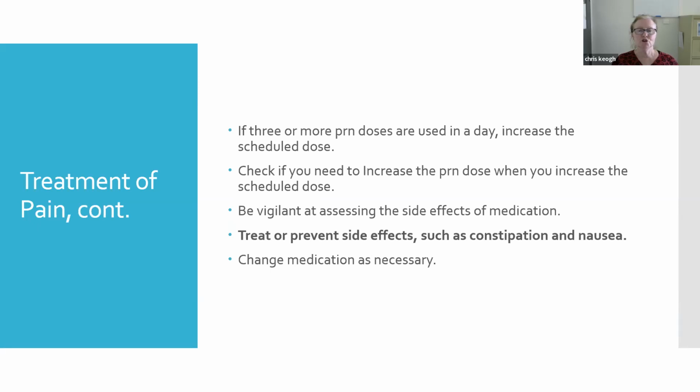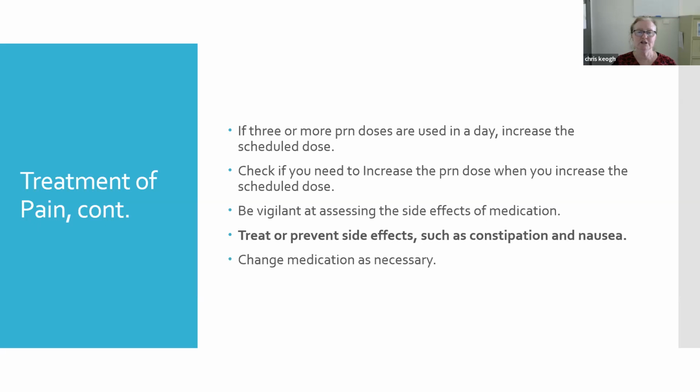So to work that out, when we go to see a patient, if 3 or more PRN doses are used in a day, we usually increase the scheduled dose. So if someone was on MS Contin, so morphine sustained release medication, 5 milligrams twice a day, and they required, say, 4 breakthrough doses of morphine 2.5, which would add up to 10 milligrams, we would probably increase the scheduled dose to maybe 10 milligrams twice a day.